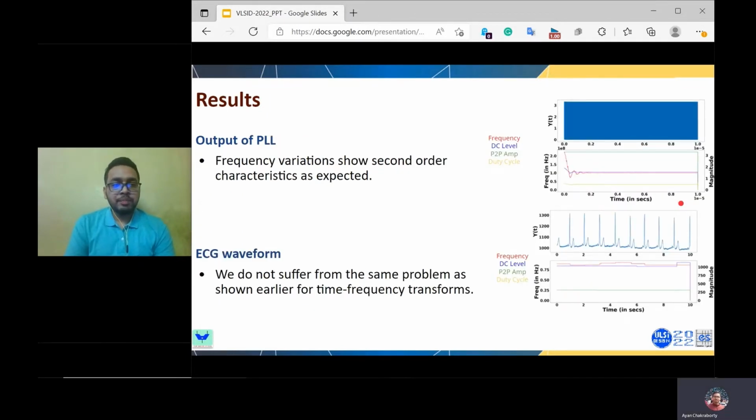Next, we move on to the output of a PLL circuit. Now, the frequency of a PLL circuit follows second order characteristics, and that is also confirmed by the result of our algorithm. You can see that the frequency starts from an initial value, and then it follows second order characteristics and finally reaches a steady state value. We also show our results on an ECG waveform, and we can see that our algorithm is able to capture the periodicity of these spikes, that is the frequency at which these spikes are occurring, and this solves a drawback that we had previously discussed.